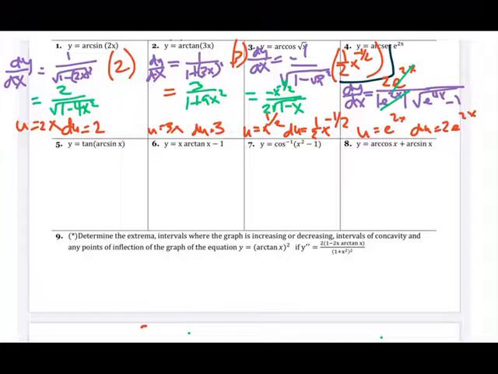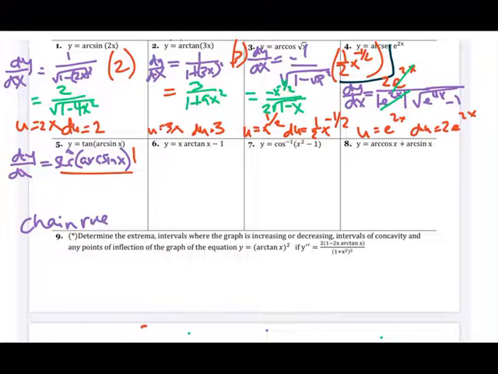On number 5, we're going to use the chain rule. So we're going to take the derivative of the outside. The derivative of regular tangent is secant squared, evaluated at what's already in there, so evaluated at arc sine. Multiplying that by the derivative of arc sine, which is just 1 over the square root of 1 minus x squared. So this is really just going to be secant squared arc sine of x over the square root of 1 minus x squared.